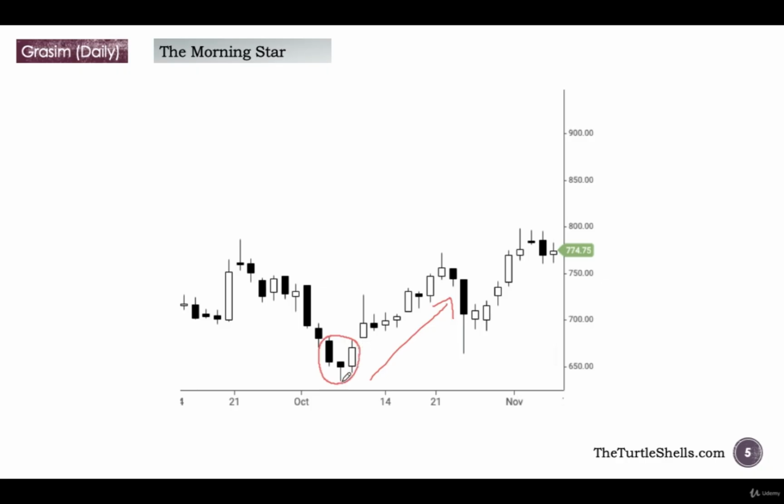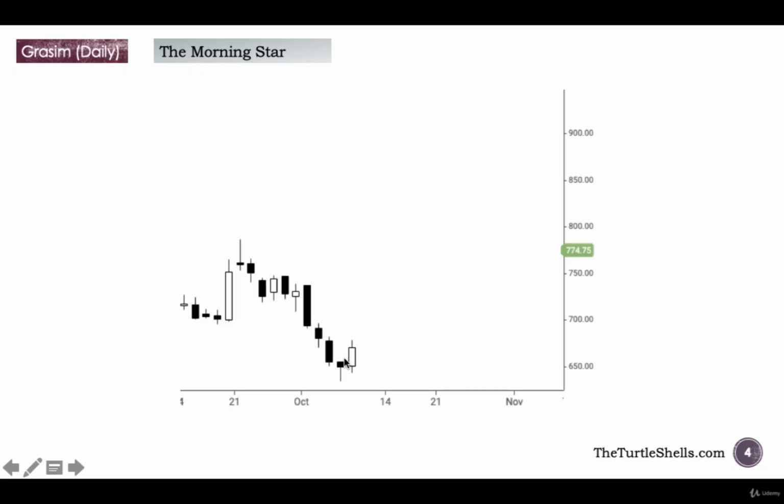candlestick pattern. Even though it is not confirming a prior support area, it is still a very strong pattern because the first candle represents bearishness, then some indecision, and then a big upthrust. Okay, so that's the morning star for you.